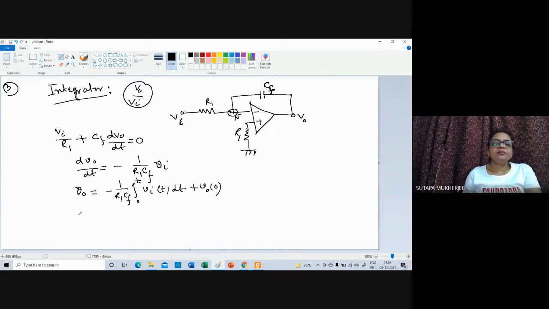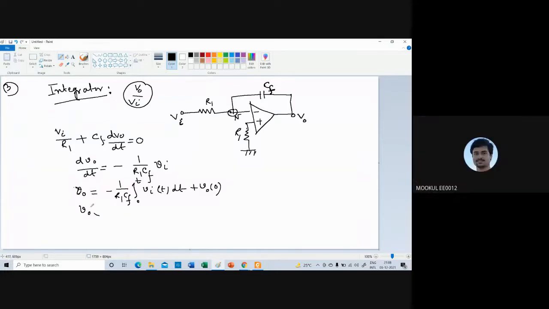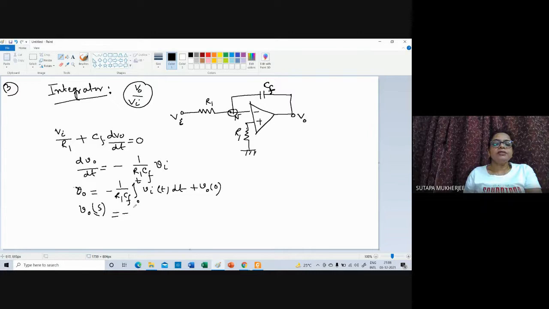Take the Laplace. So V0 in Laplace will be minus 1 by R1 CF times the integration in Laplace. Do you remember? For the differentiator, it was S into V(s), and for integration in Laplace it is VI by S. Exactly. Very good. So ultimately what is V0 by VI?